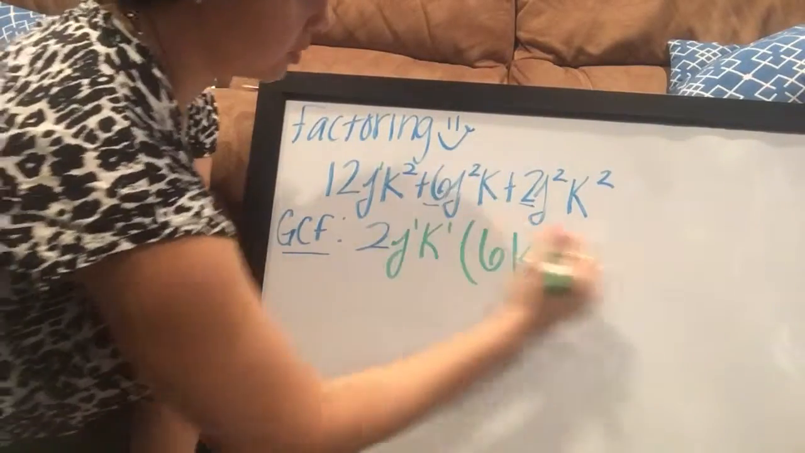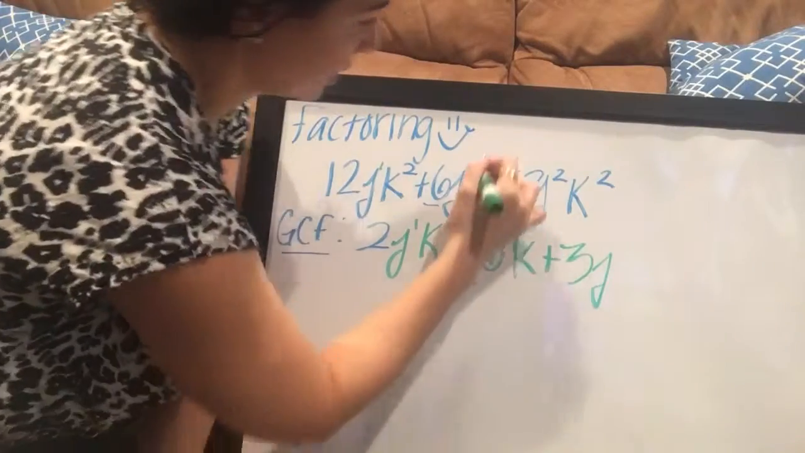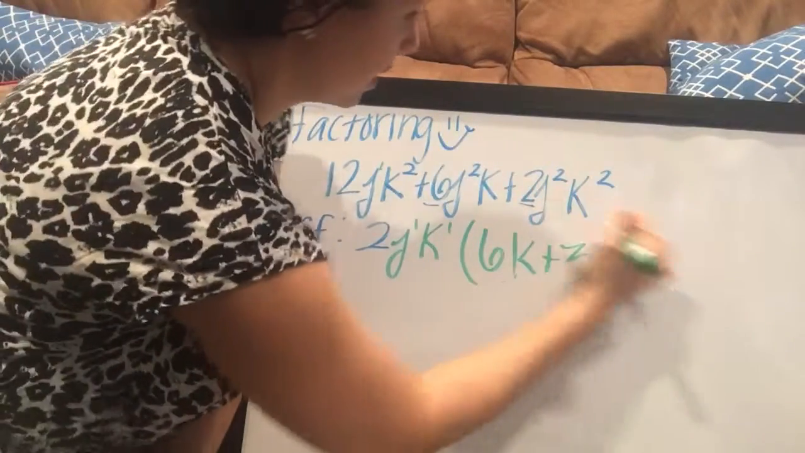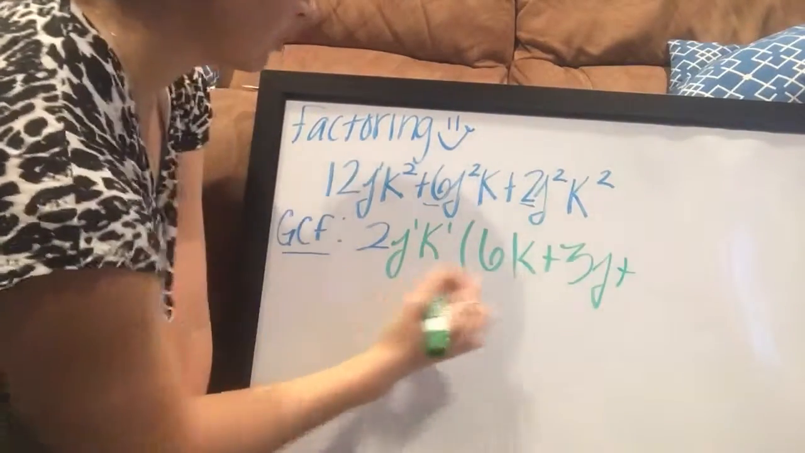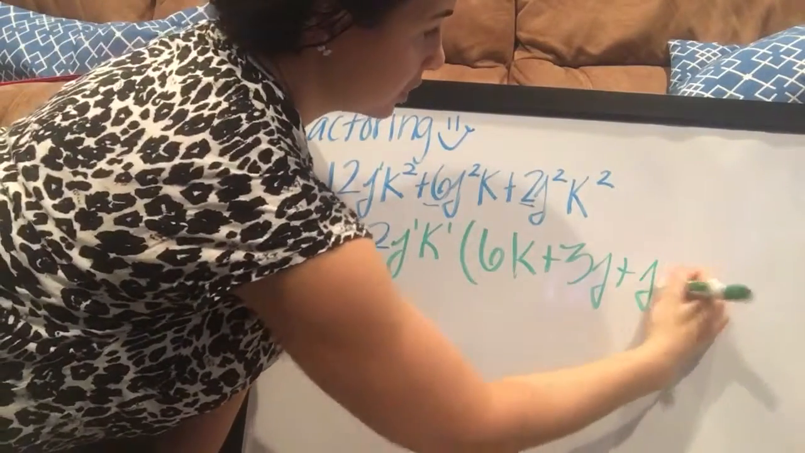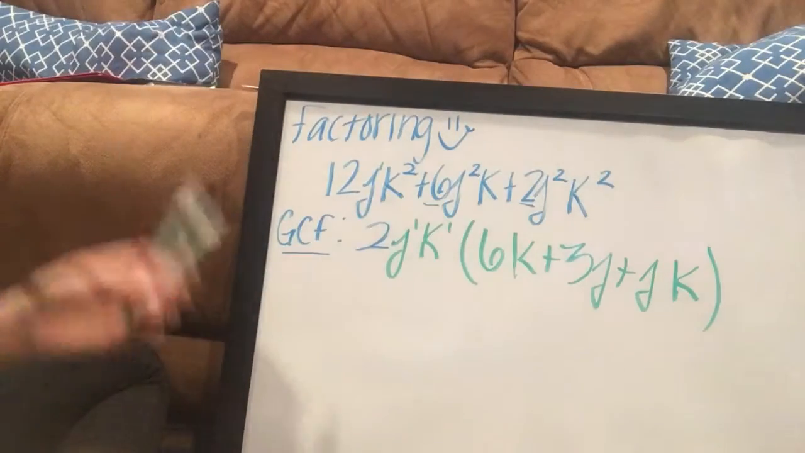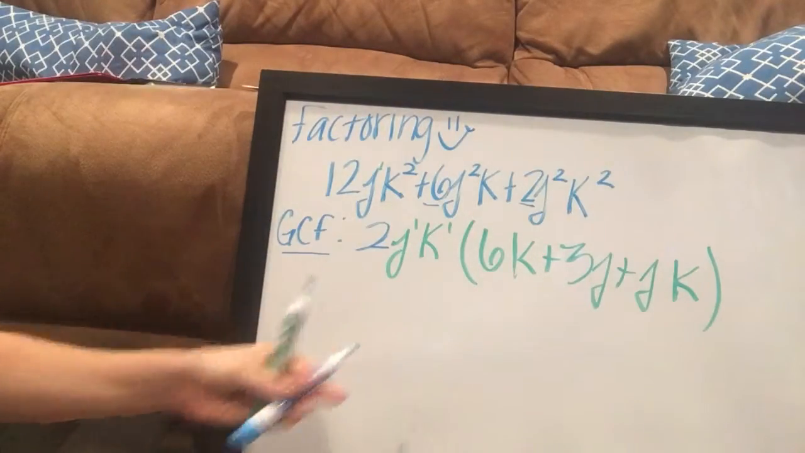Plus 6 divided by 2 is 3. j squared over j is just j, and k, they cancel out. And the last one, 2 divided by 2 is 1. And j squared over j is just j, and k squared over k is just k. So remember, we are subtracting with our exponents.